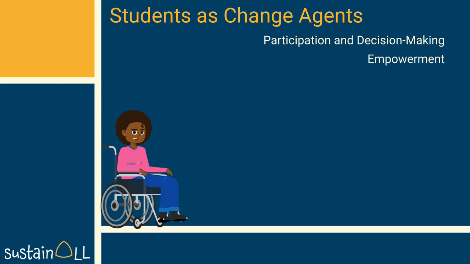Second, empowerment. Students are encouraged to see themselves as significant players in their school community. Our empowerment comes from knowing that we can bring about positive changes. Democratic learning. The concept promotes democratic learning and the development of citizenship skills in students. We learn how to take responsibility and influence decisions in a democratic society.